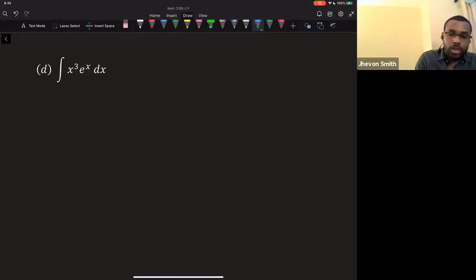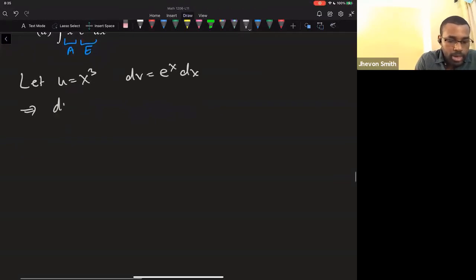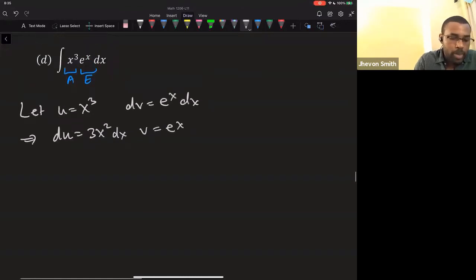So you're going to go in. That's an A. That's an E. LIATE says the A should be the u. So here I would let u equals x cubed, dv equals e to the x dx. This means that my du is going to be 3x squared dx. My v is going to be e to the x.